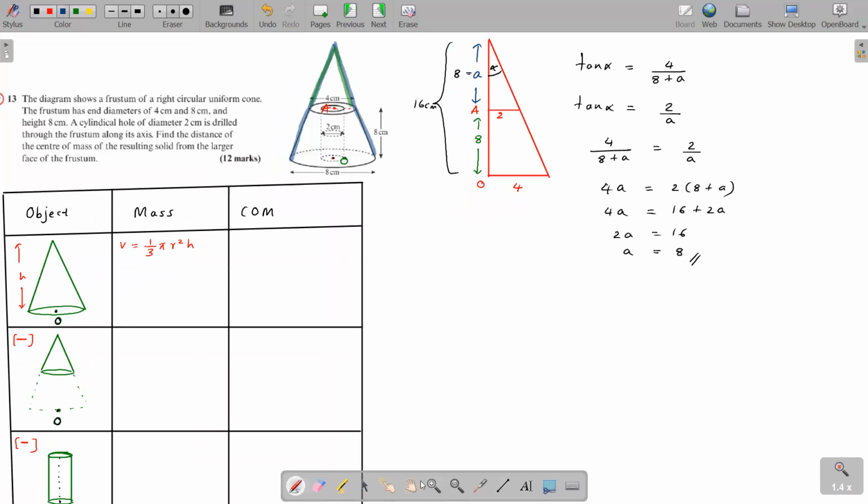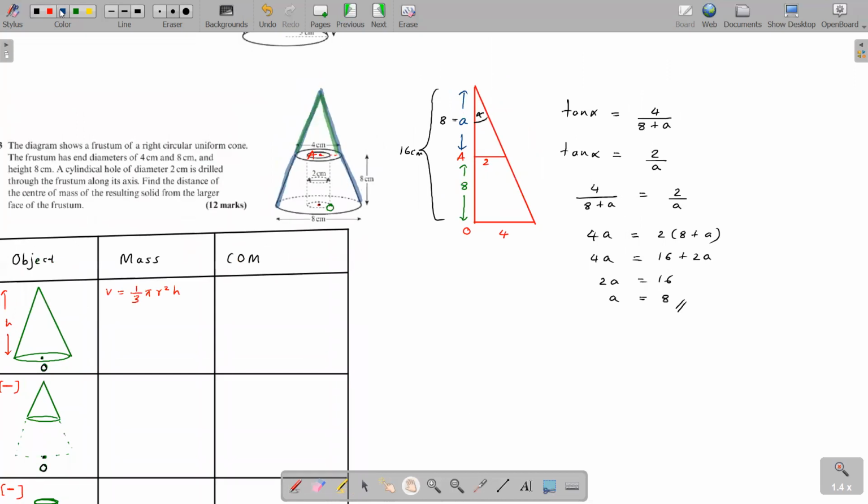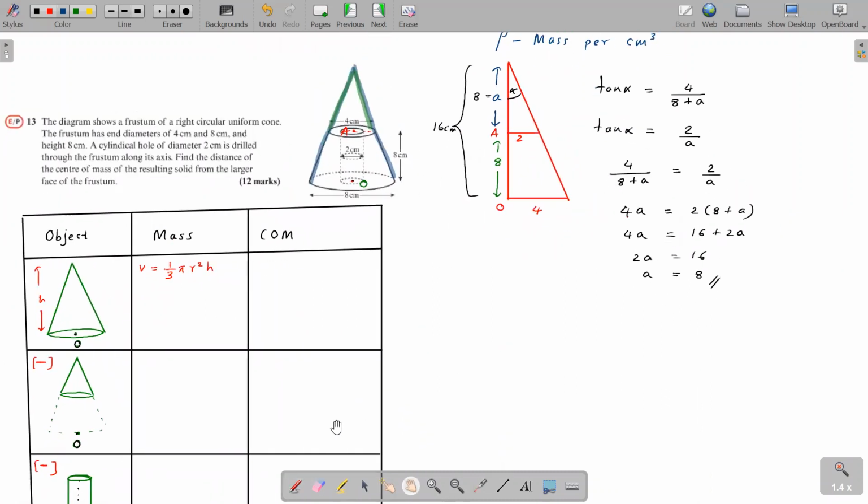Okay, and remember rho is the mass per unit volume, or you can say mass per cubic centimeter, because over here we are working with centimeters. So that means you are going to get your volume in cubic centimeters. So mass per cubic centimeter. Every cubic centimeter weighs rho. So you can use that as your rho.